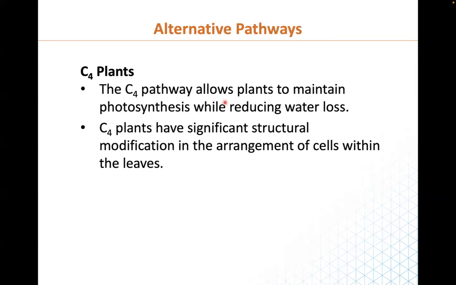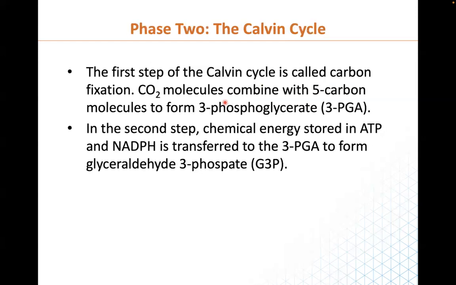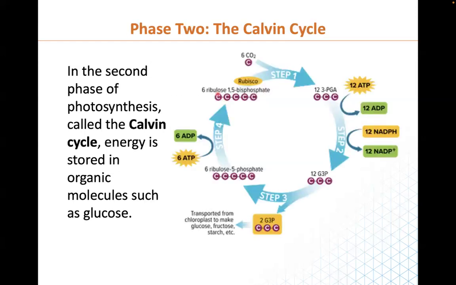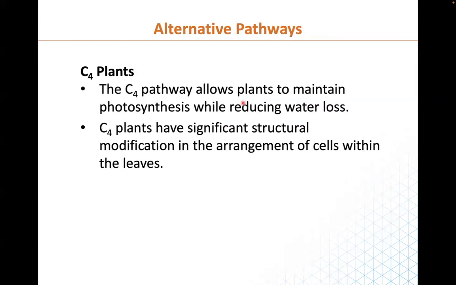We have some plants which are not able to go through these normal processes we've talked about. We call them C4 plants. The C4 plant's pathway allows the plant to maintain photosynthesis while reducing water loss. You could see the cycle brought 5 carbon atoms to the reaction here, but a C4 will bring 4. So why does it do this?